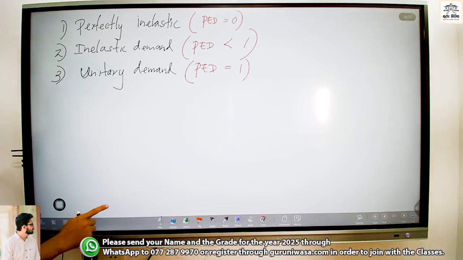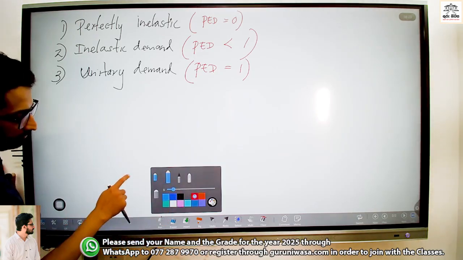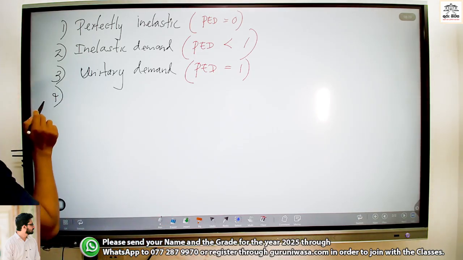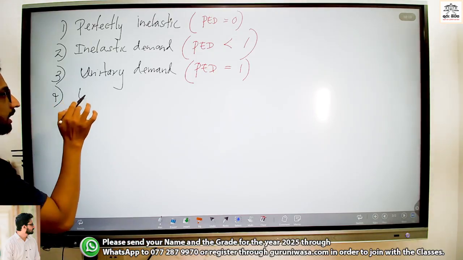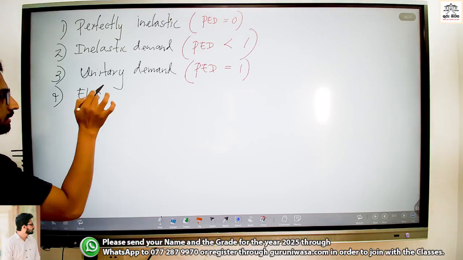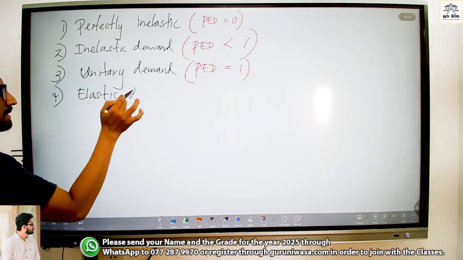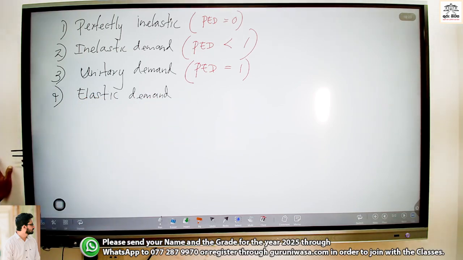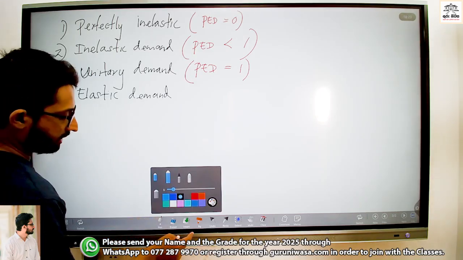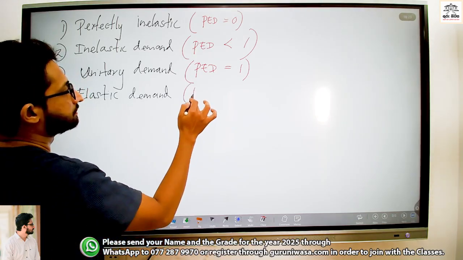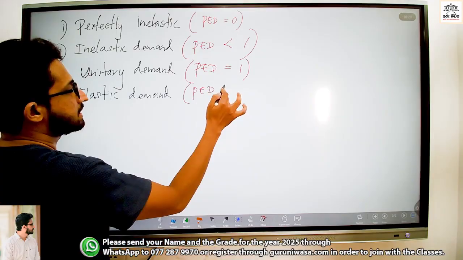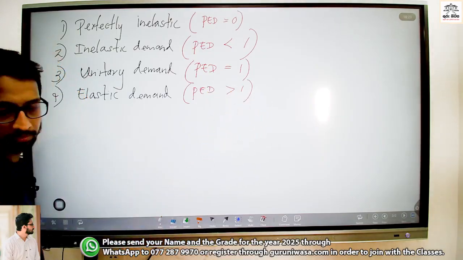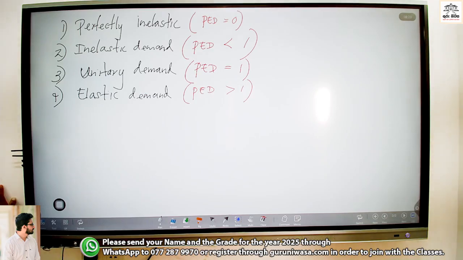Fourth one, write down: elastic demand. Elastic means PED value is more than 1.